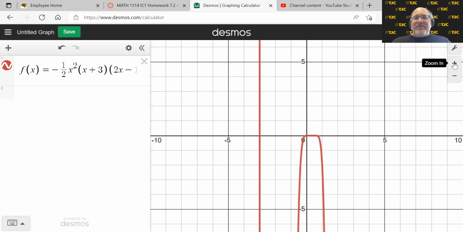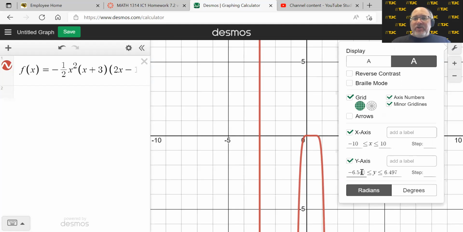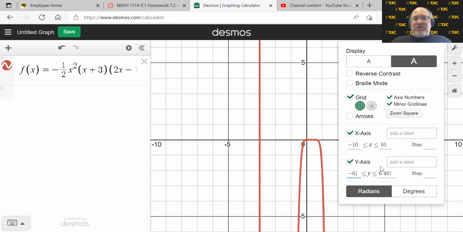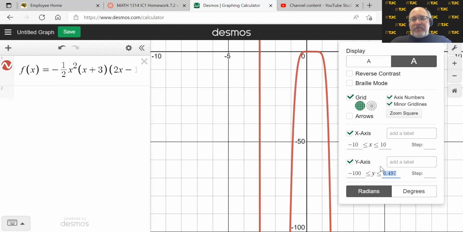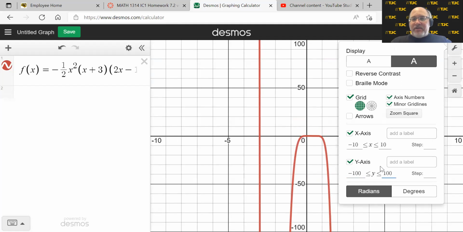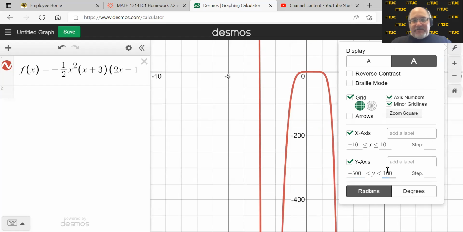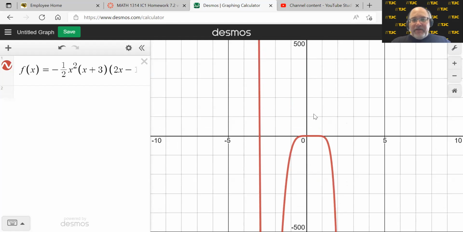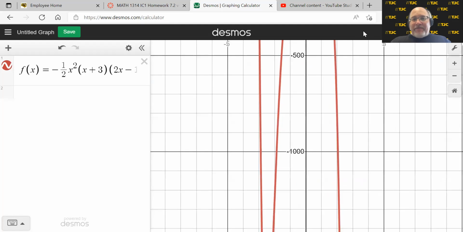Instead of zooming out and squishing the x's as well, we just need to squish the y's. So I'm going to go into here and tell it I want the y-axis to go all the way down from negative 100 to positive 100. Looks like we need to go more than that. Let's go to negative 500 to positive 500. And look at that, we still can't even see the bottom of the graph. We have to go really low.